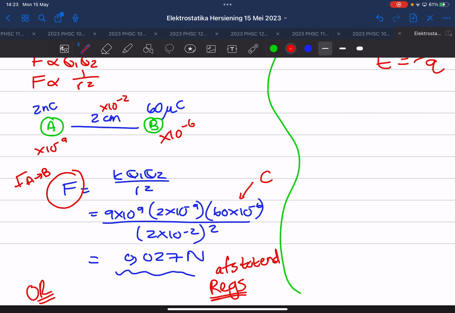And then we'll ask, which law did you use to answer this question? Newton's derde wet. Die krag wat A op B uitoefen is gelyk aan die krag wat B op A uitoefen in grootte en rigting verstaan. So hulle love dit om Newton se wette hier in te bring.